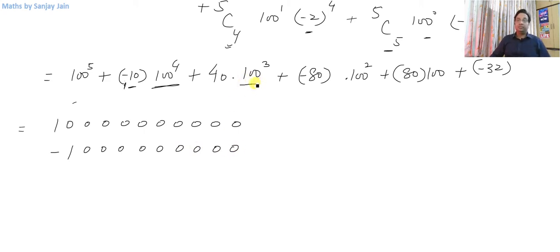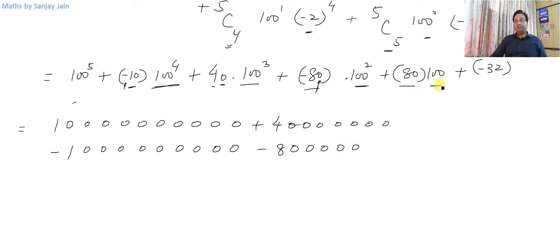Okay, and this is 100 raised to power 3. So it will end with 6 zeros, and multiplied by 40 this will make it 4 followed with 7 zeros, and you have to add this. Now this is minus 80 and 100 squared. So it is 4 zeros, 5 zeros, minus 8 with 5 zeros in the end. And this is 80 into 100, so plus 8,000, right? And this is minus 32.